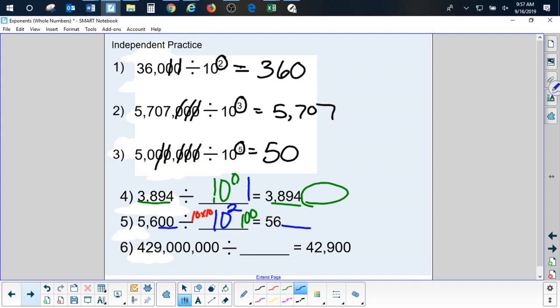And in the last problem, I only have 2 zeros left. So they got rid of all of these zeros. That would be 4 zeros there. So I would have 10 to the power of 4. I could also write the answer as 10,000, or I could write the answer as 10 times 10 times 10 times 10. Any of those 3 answers would be acceptable.